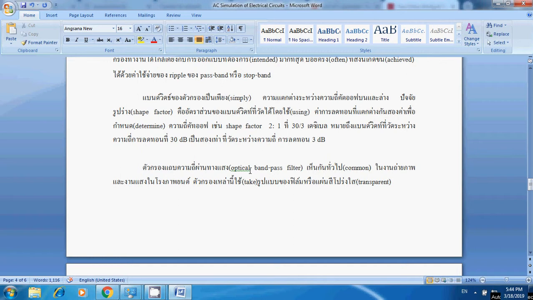And there are also optical bandpass filters. We can see here that X-ray is common in photo shows and light shows or in the theater. This filter takes the form of a film or transparency.